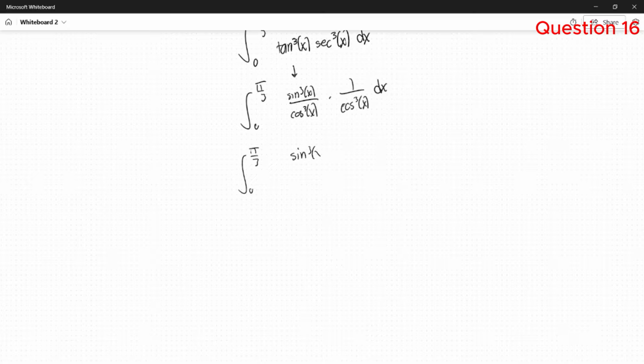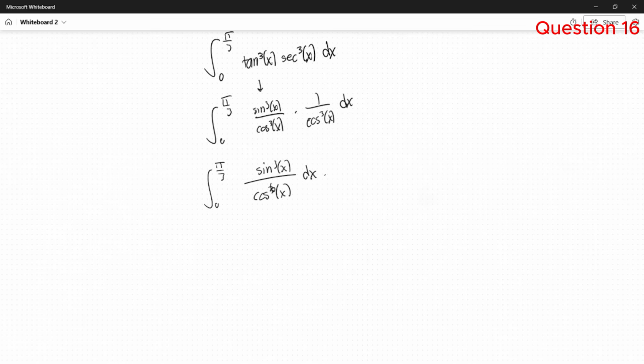The integral of sine cubed x cosine 6x dx. Your first instinct might be to do a u sub here, but there is one more thing we need to do before we can actually u sub. Let us change this sine cubed into a sine squared x cosine and then sine x over cosine 6x dx.